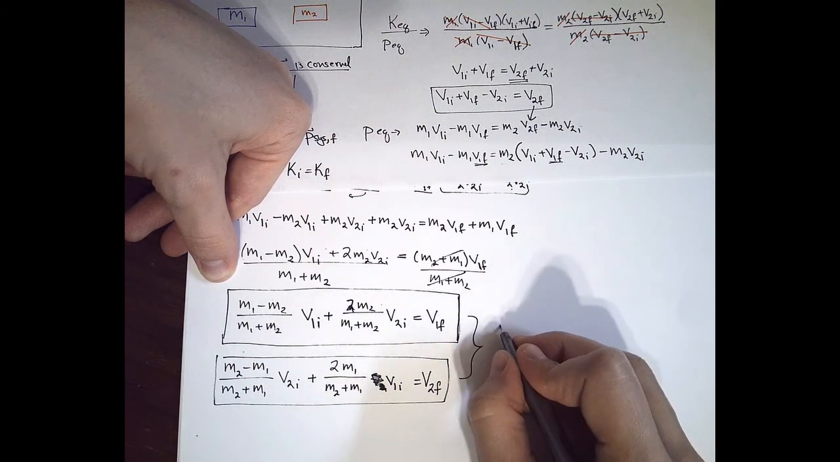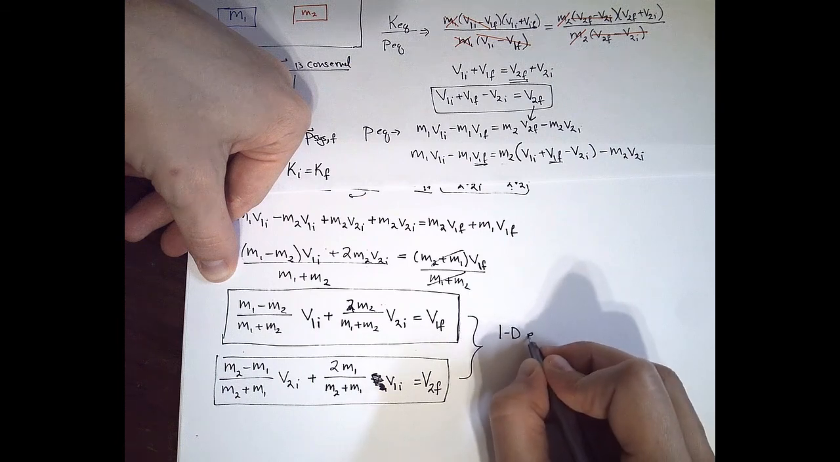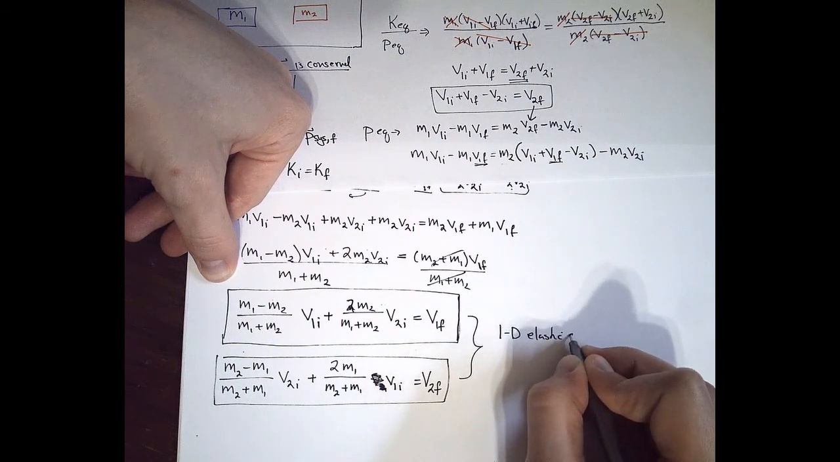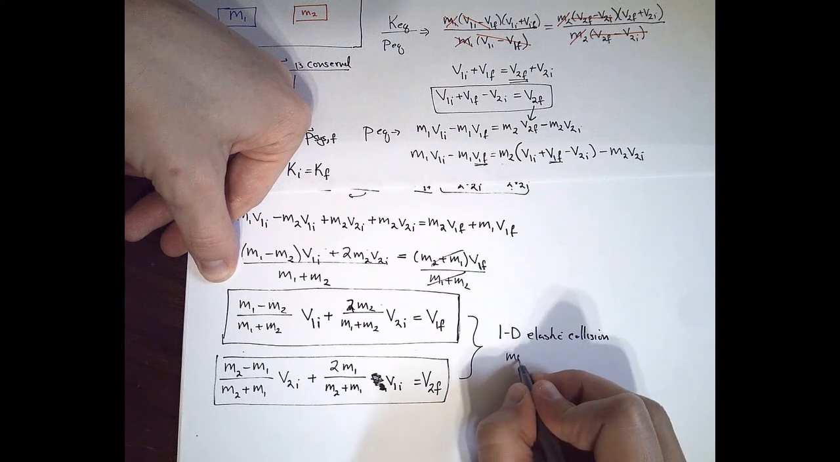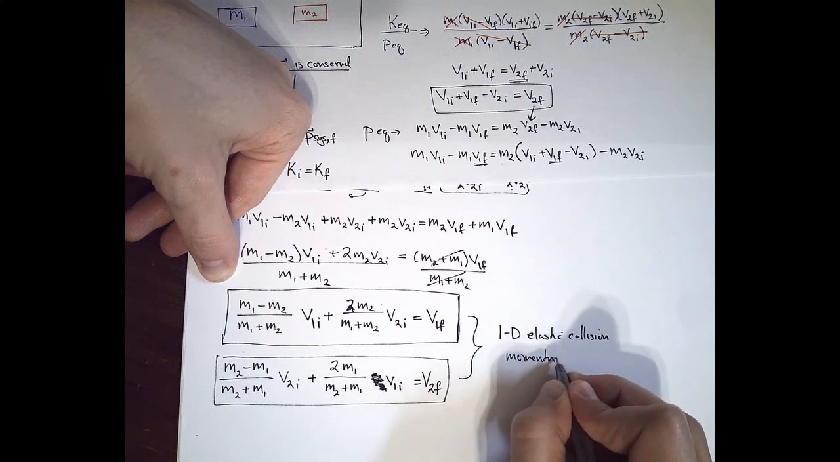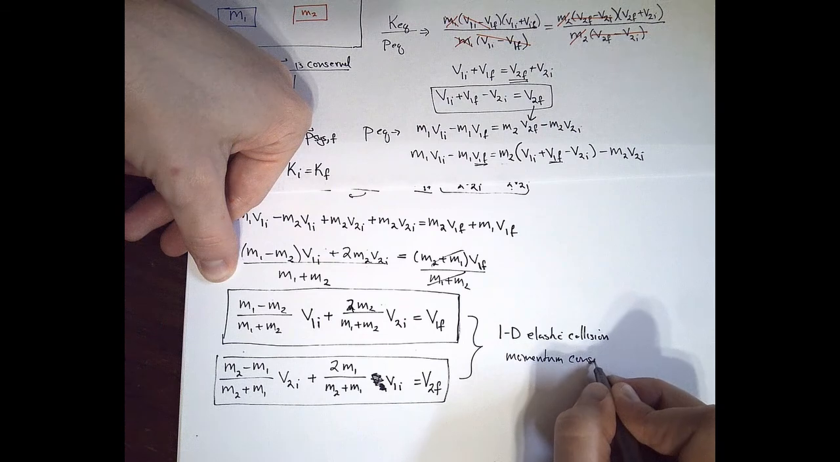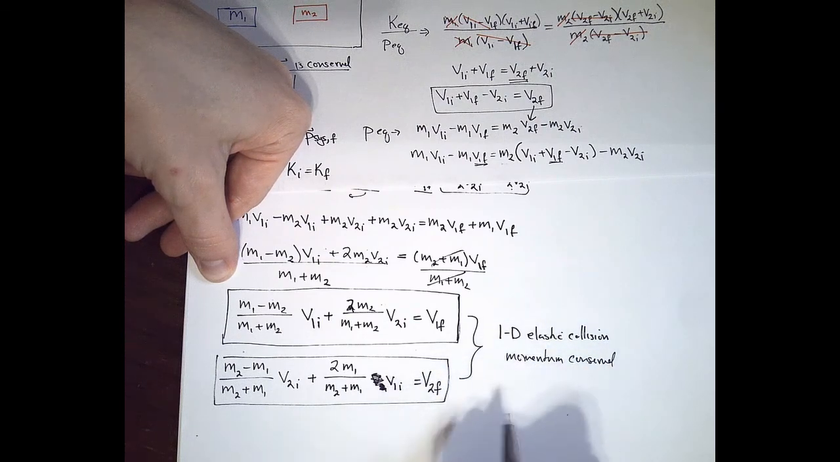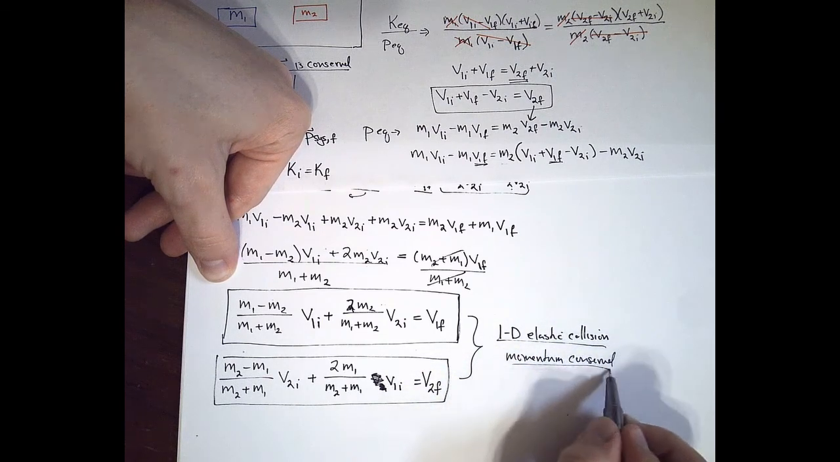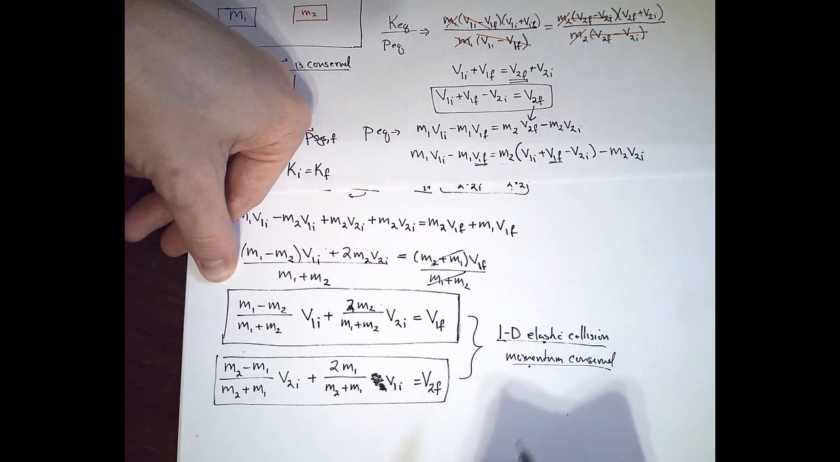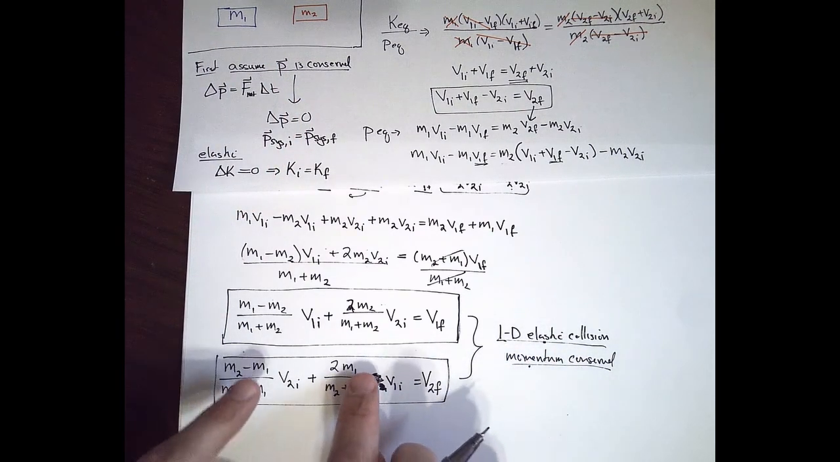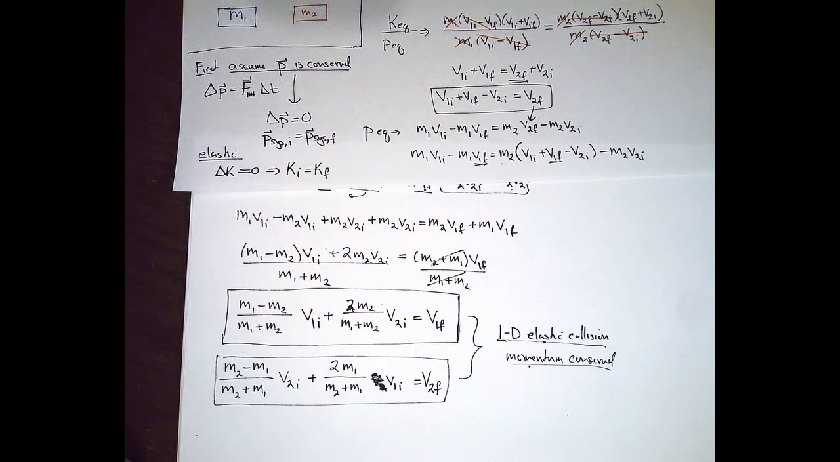So these are for a one-dimensional elastic collision where momentum is conserved. And you can use them anytime you've got this set up. It's one-dimensional, it's elastic, so kinetic energy is conserved, and momentum's conserved. And I guess you can only do it with two masses, because that's all we got. But once you know this, you're all set.